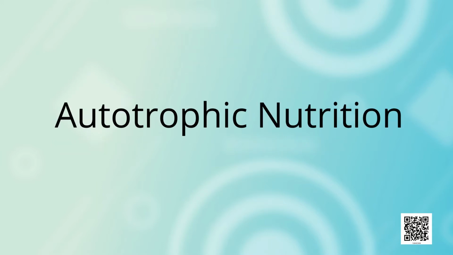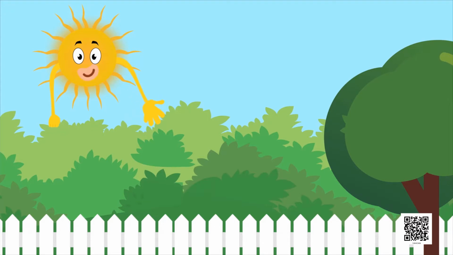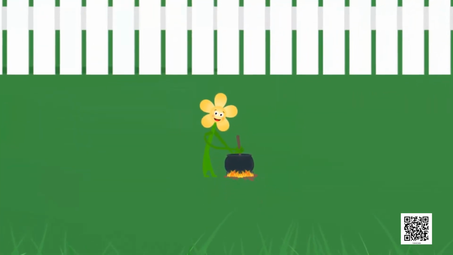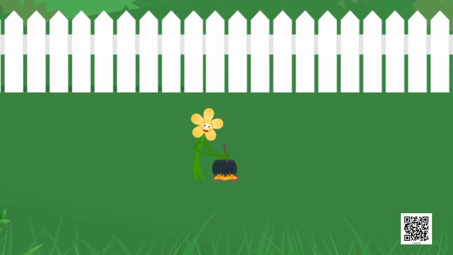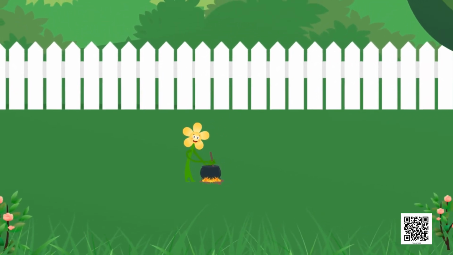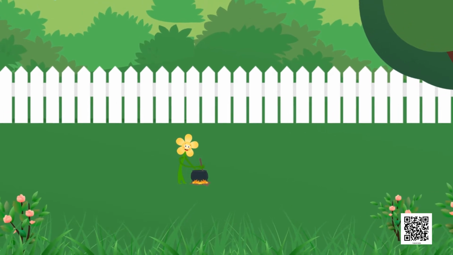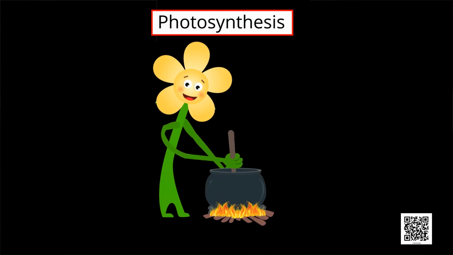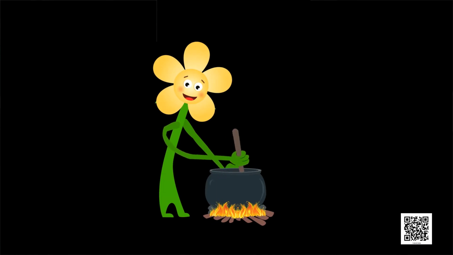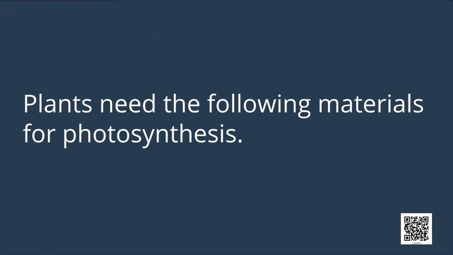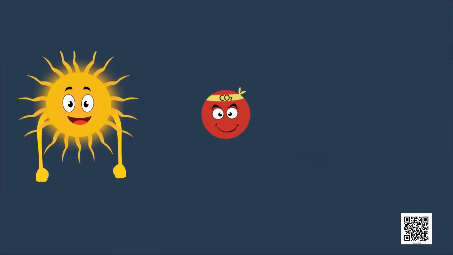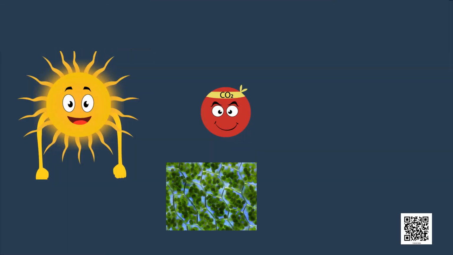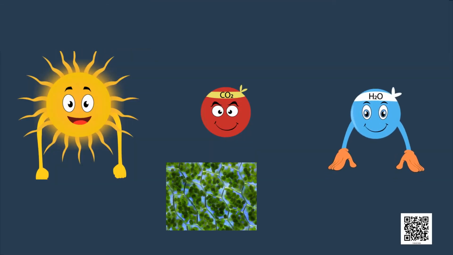Autotrophic nutrition. Children, do you know how plants prepare their food? Even the smallest plant is able to prepare its own food. Have you ever prepared your own food? The process through which plants prepare their food is called photosynthesis. Let us see how plants are able to prepare their food. Plants need the following materials for photosynthesis: sunlight from sun, carbon dioxide from air, chlorophyll, water from the soil.